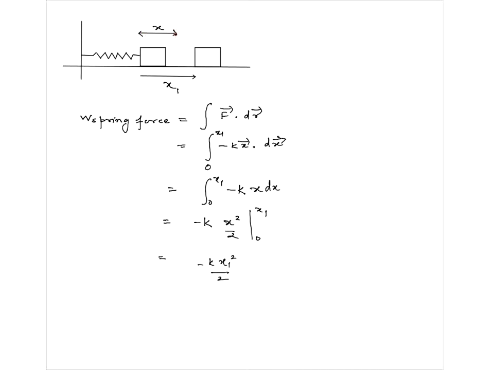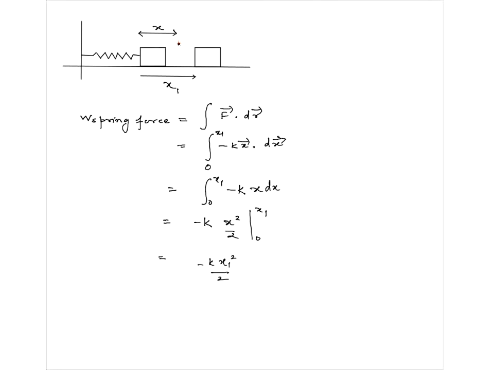X is the instantaneous location, and the spring is connected to the block, and the block is moved from this to that position. Work done by spring force will be integral F dot dr. Block is going to the right side, dr is dx, but spring force is opposite. So that's why vector F is minus k times vector x. Spring force is acting in this direction, whereas x is in this direction.